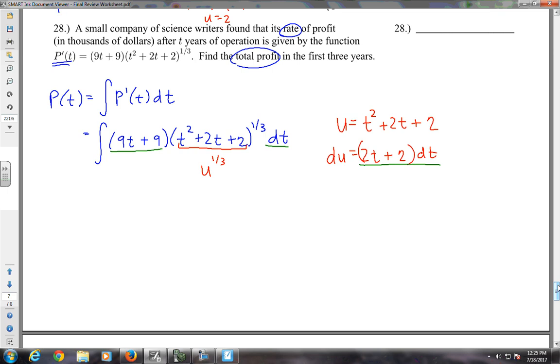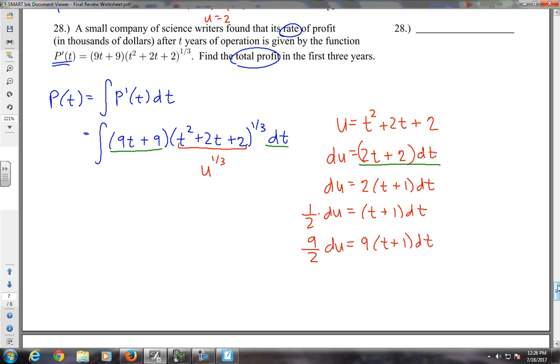So this is going to be sneaky. Are you ready for this? Let's factor out a 2. That leaves behind t plus 1. Divide both sides by 2, or think about multiplying by a half. Now to make this right side look like the leftovers, I can simply multiply by 9. But what I do to one side, I have to do to the other. So we end up with 9 halves du equals, distributing, 9t plus 9 dt. So this now looks like the leftovers.